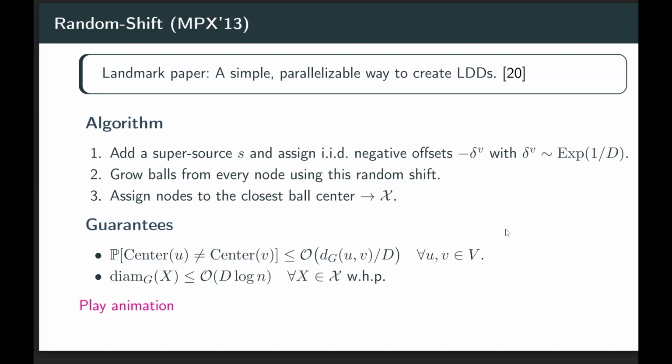The biggest ball has diameter d times log n. Yeah, at most, exactly, because it could start almost at 0 time to grow, and it will end after d log n with high probability, because then the biggest drawn exponentially distributed variable has finished.